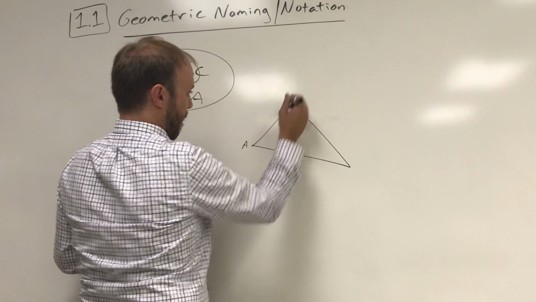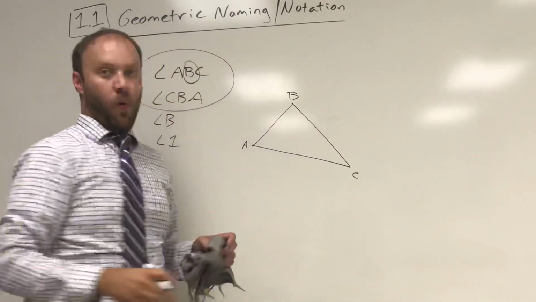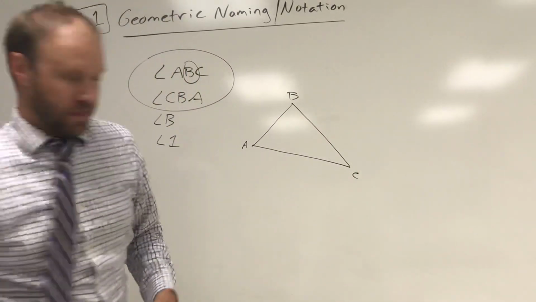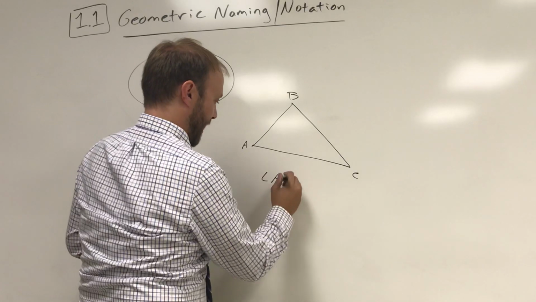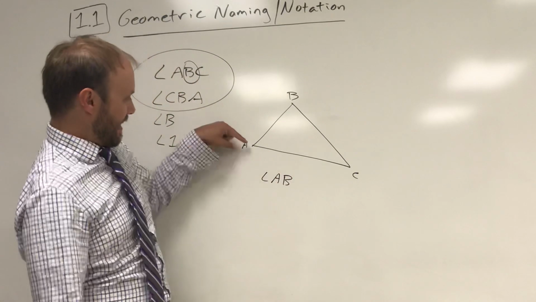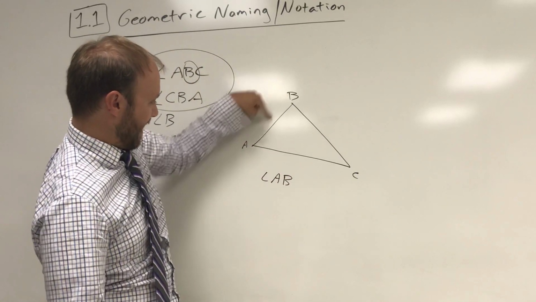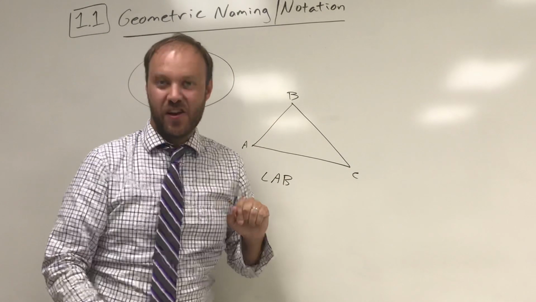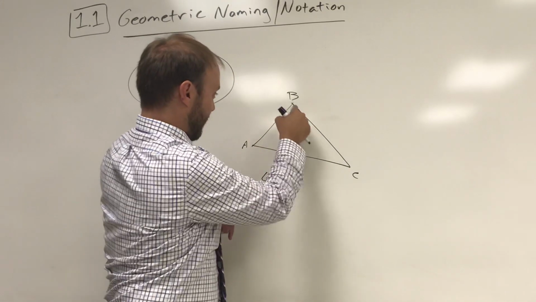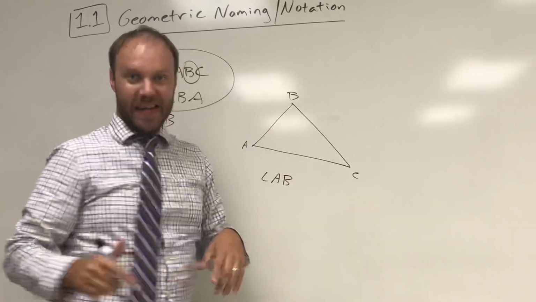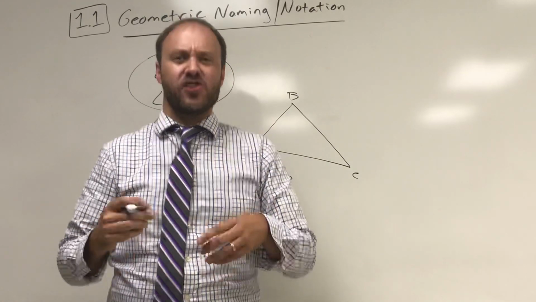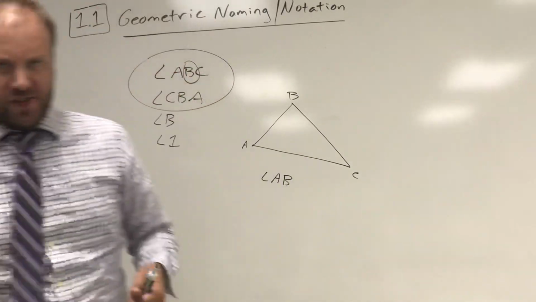First of all, why can't I use 2 points to name an angle? Well, if I talked about angle AB, are we talking about this angle here at this vertex, or are we talking about the angle at this vertex between A and B? It's unclear. It doesn't totally narrow it down for us.